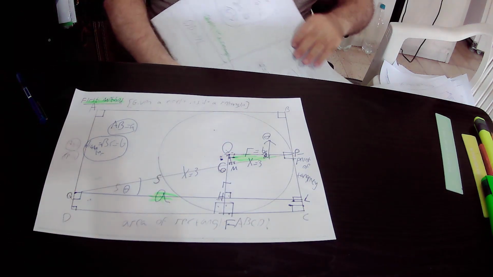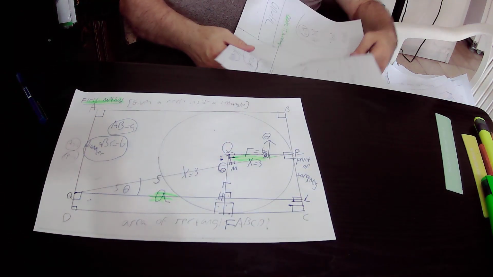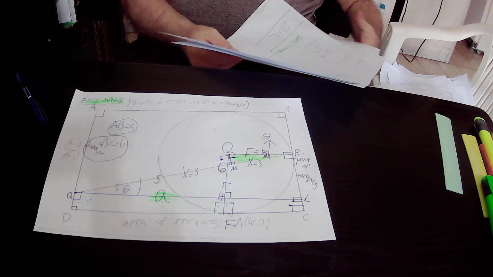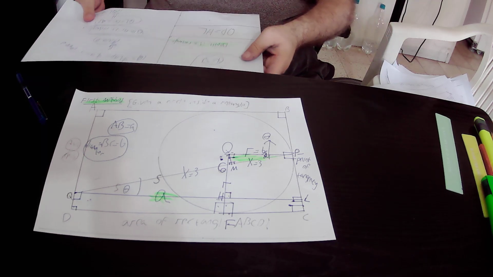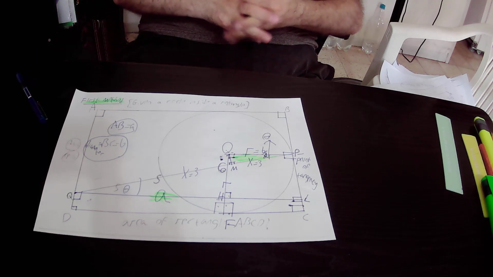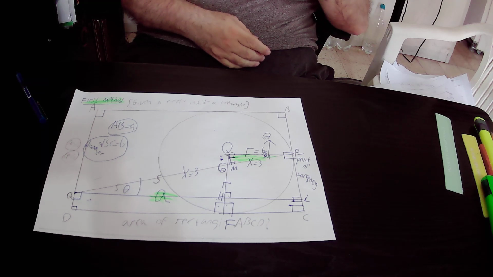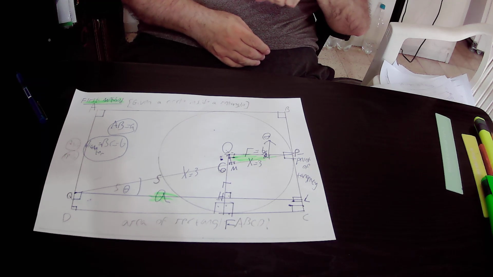Actually, we have here rectangle ABCD. Inside rectangle ABCD we have an inscribed circle, and we have to find the area of rectangle ABCD. So here we use rule number one, that the tangent to a circle is perpendicular to the radius drawn to its point of tangency. And we also know that the sum of the angles in any quadrilateral is equal to 360 degrees.